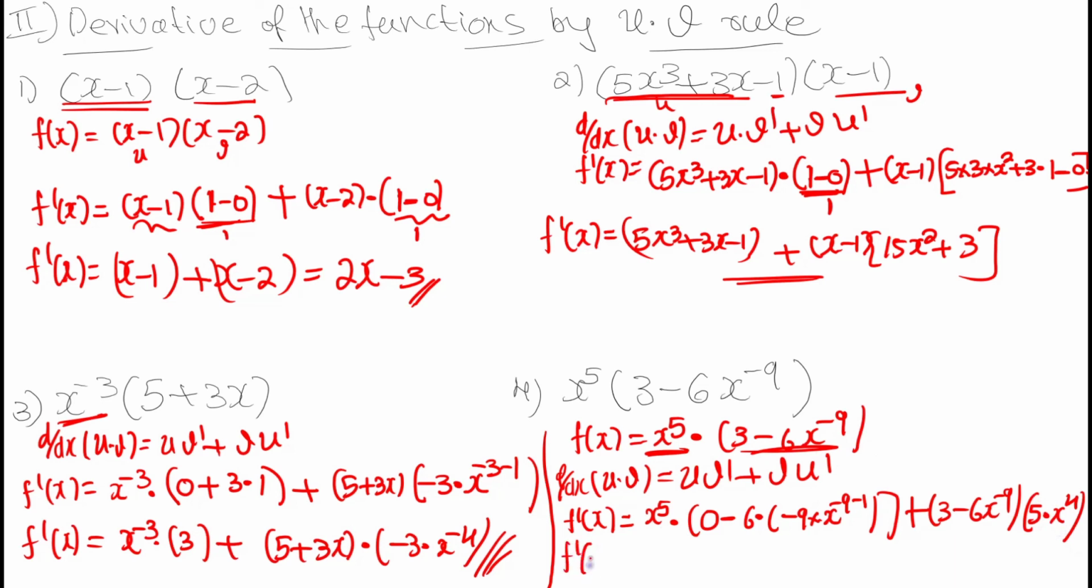So simplify this one. f dash of x is equal to x to the power 5 into minus into this minus will be plus, so we can write plus 9 into x to the power minus 9 minus 1, minus 9 minus 1 is equal to minus 10. So 6 into 9 is equal to 54 x to the power minus 10, plus (3 minus 6 x to the power minus 9) into 5 x to the power 4. This will be the derivative.